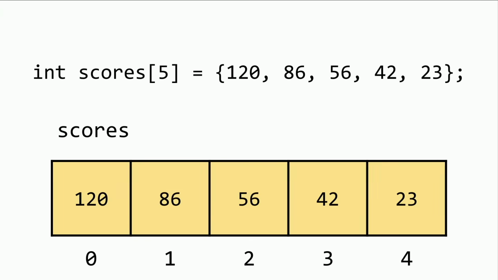If you knew all 5 ahead of time, this is another way of doing so. You can immediately declare the array scores with its 5 values in curly braces like so. And that would set up your array like this.